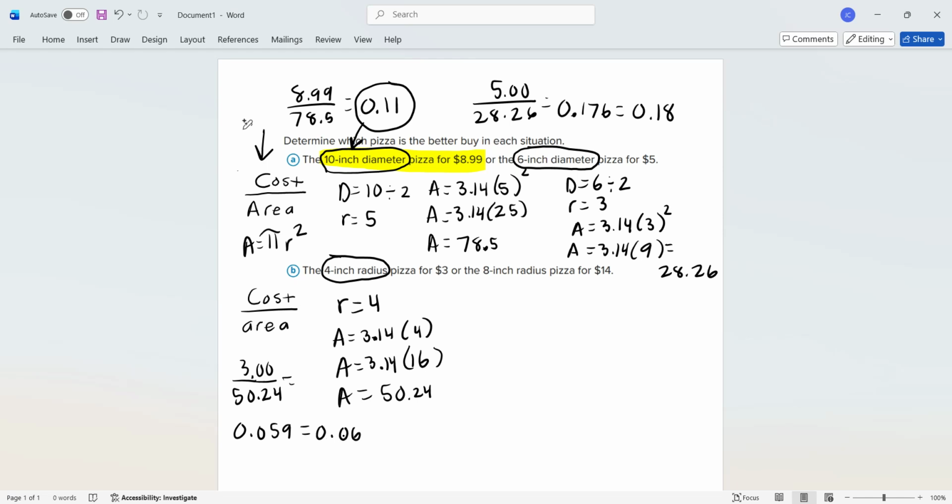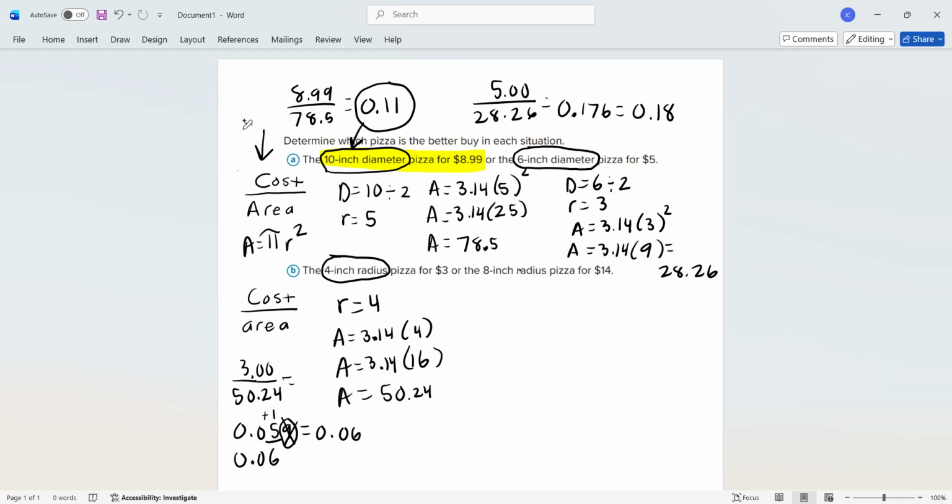If you're wondering how we did that, I just underline the place I'm rounding to, I circle the number behind it, and I just ask, is the number I circled 5 or more? Well, 9 is more than 5. So I just add 1 to the number I underlined. That way I get 6, and all my other numbers in front just come down. And the number I circled goes bye-bye. So now I know that for the 4-inch radius pizza, I have 6 cents per square inch.